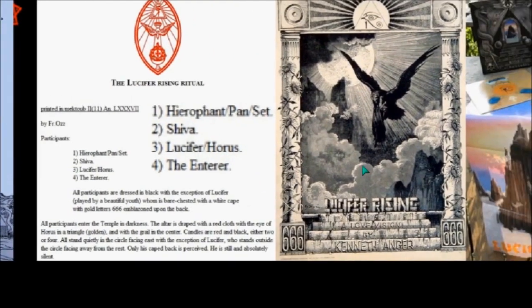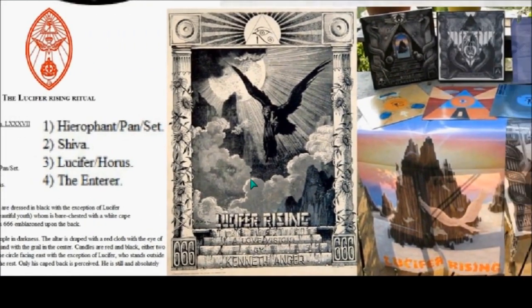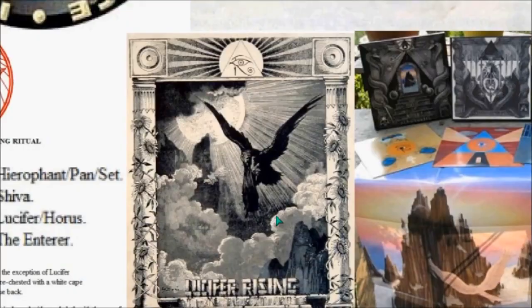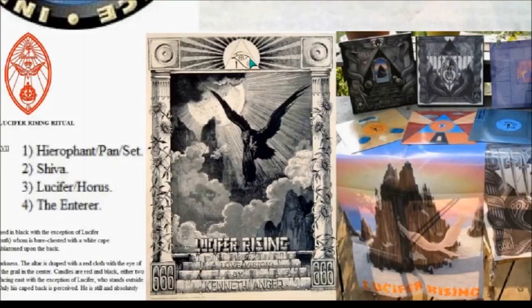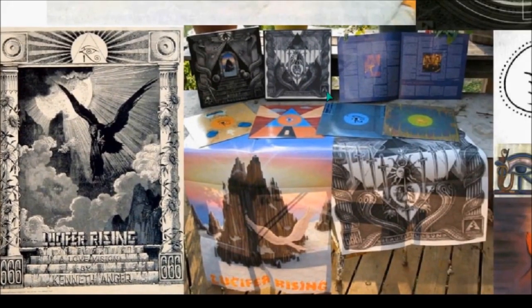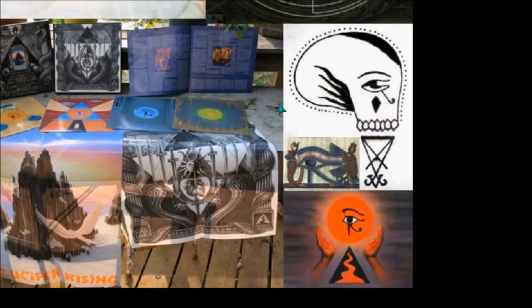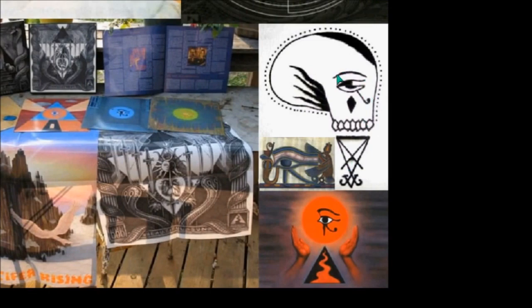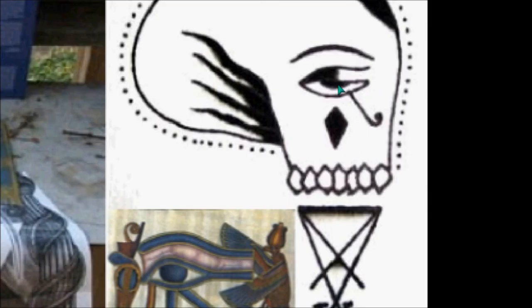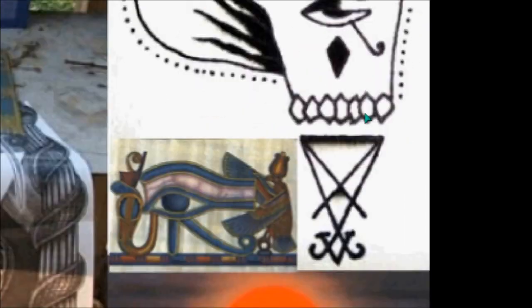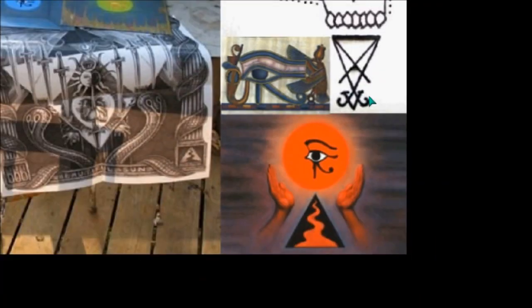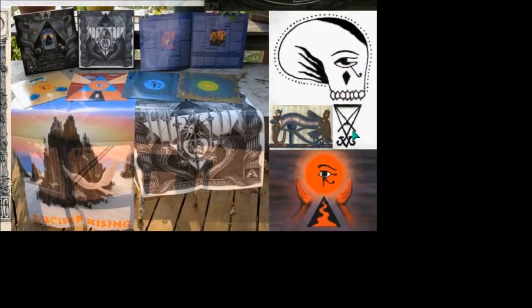And you can read all about that Lucifer Rising ritual if you want. Lucifer Rising and the use of the Egyptian pyramid. So that connection between Horus and Lucifer is solid. And now this is a satanic emblem, a Luciferian emblem, and you can see the similarities between this eye and the Egyptian eye, making that connection.